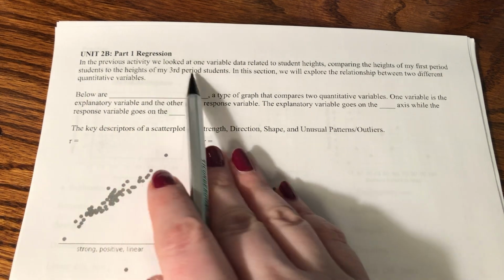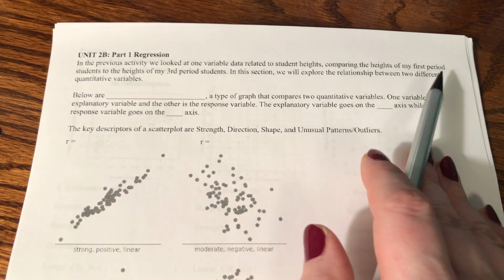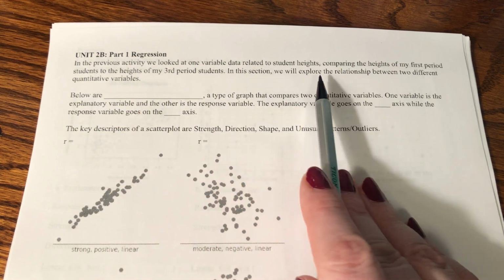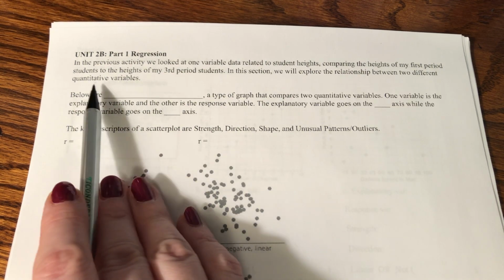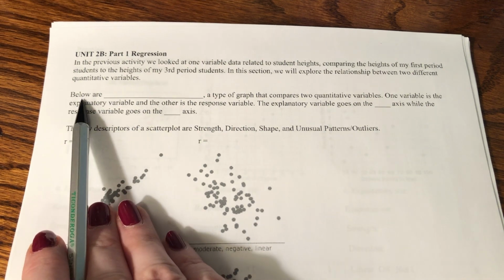All right, in our previous activity, we looked at just one variable data related to student heights. We were comparing the heights of my first period students to the heights of my third period students. In this section, we're going to explore the relationship between two different quantitative variables. So we're going to look at them on the same exact graph and see how they're related to each other.